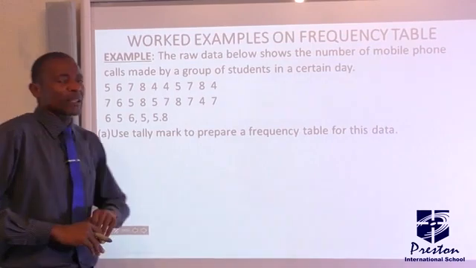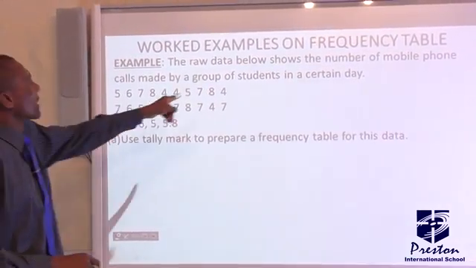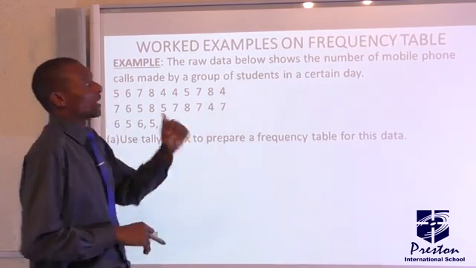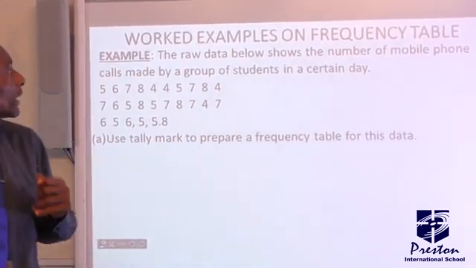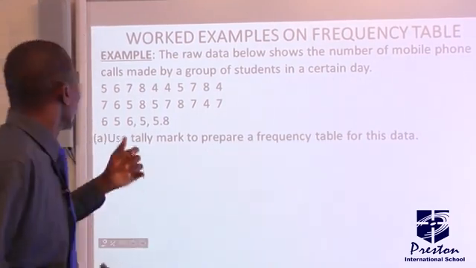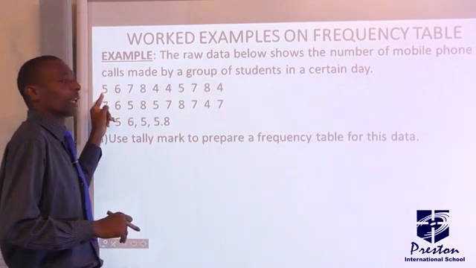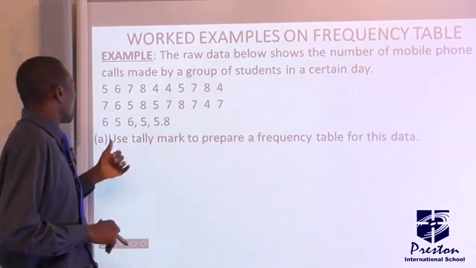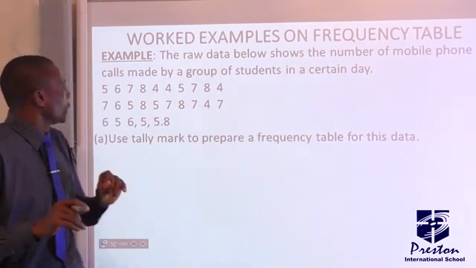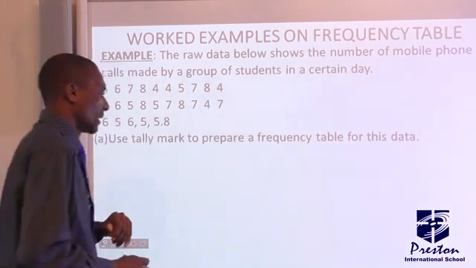Well, let's look at this worked example on frequency table. It says the raw data below shows the number of mobile phone calls made by a group of students in a certain day. We have 5, 6, 7, 8. It means that on this particular day, the student made 5 phone calls. Now, the first question says, use tally marks to prepare a frequency table for this data.